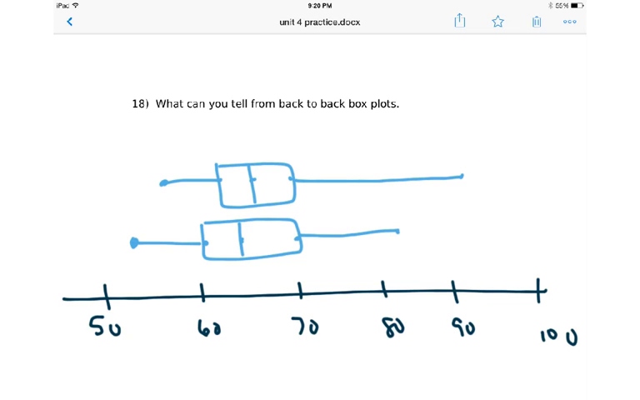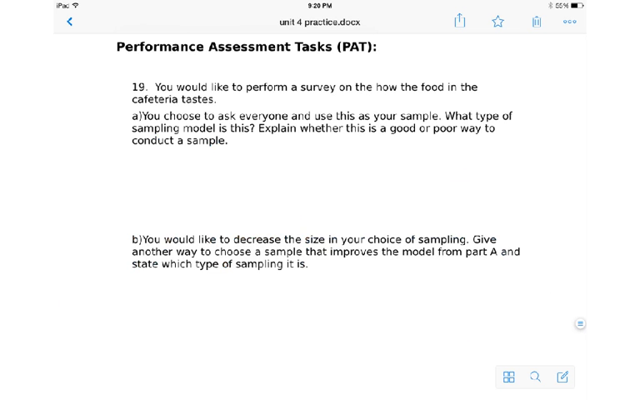Remember, the interquartile range is the difference between quartile 1 and quartile 3. Well, clearly the bottom one has a bigger interquartile range. The top one just has a bigger range. That's the difference between the minimum and maximum. The top one has the bigger median because the median, which is the center line in the box, is at a higher numerical value. So those are the sorts of things you can tell from back-to-back box plots.